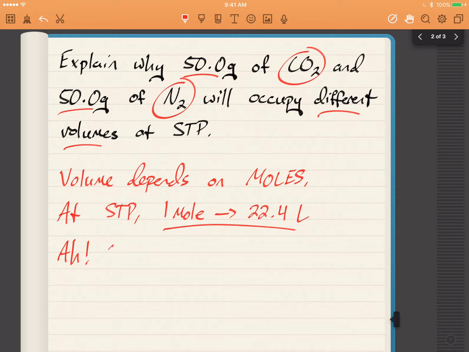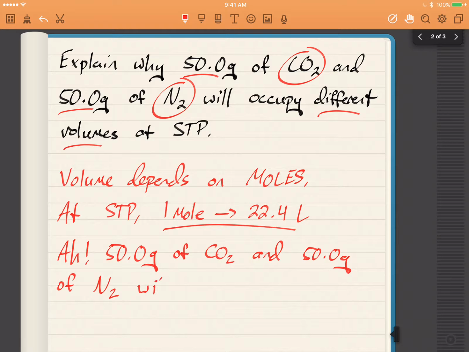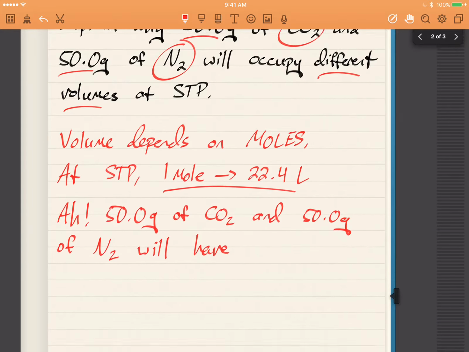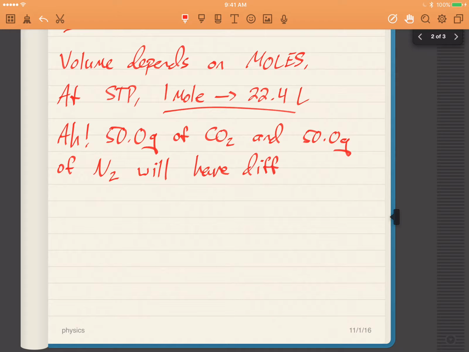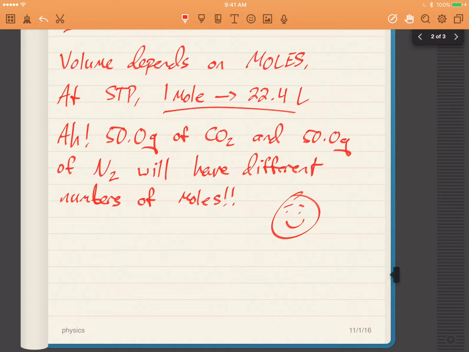So, 50 grams of CO2 and 50 grams of N2 will have different numbers of moles. How do I know that? Well, I know that because, let me get rid of that stupid little face. I know that because when I go to my periodic table, I'm comparing CO2 and N2, right?